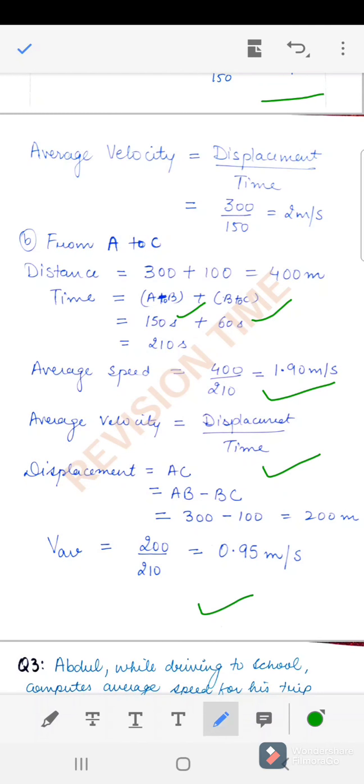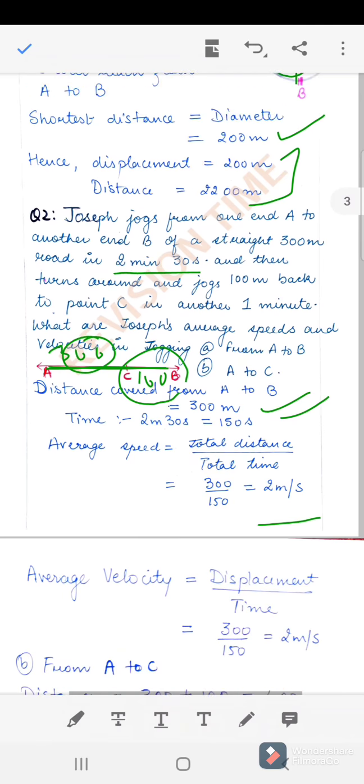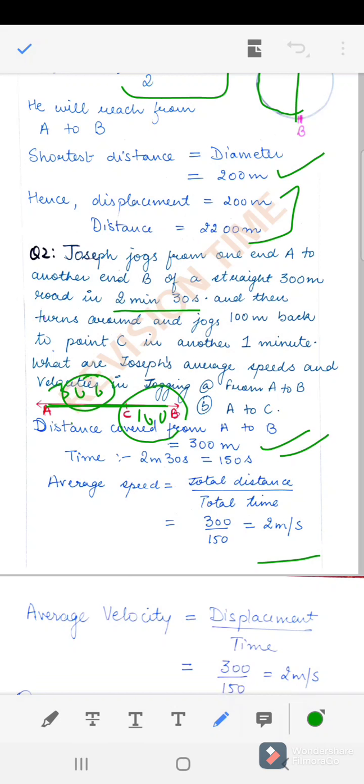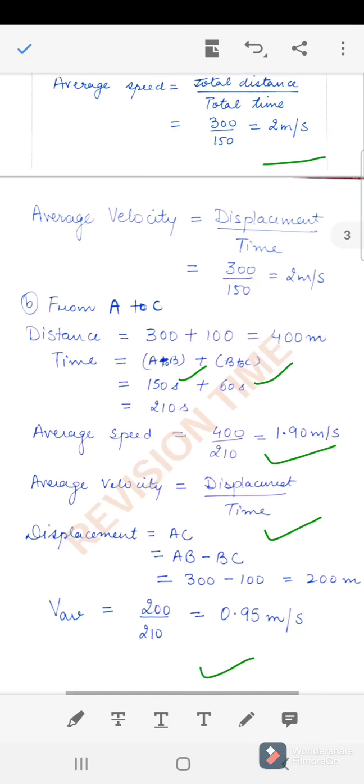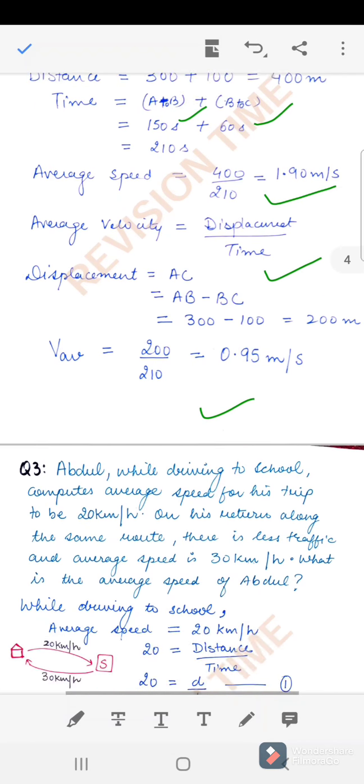Displacement is 200 meters. How? Because A to C we have to count, right? So A to B is 300 and C to B is 100. So 300 minus 100 is 200. So displacement will be 200 here.